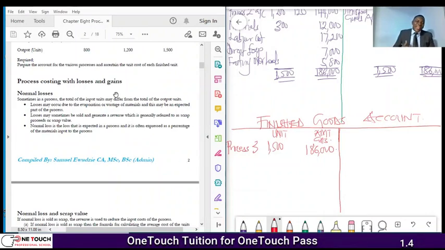And those are an expected part of the process. Now, there are also instances where these losses may be sold and therefore will generate some amounts from the sale, which is termed as a scrap proceed or a scrap value. We say that normal loss is the loss that's expected in the process, and it's often expressed as a percentage of materials input to the process.